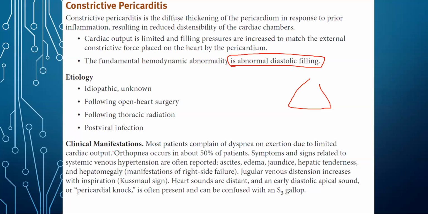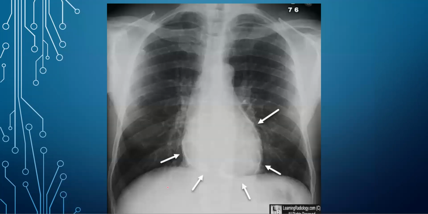So this patient also can have reduced cardiac output, orthopnea, dyspnea. Patient can have all the features of heart failure like ascites, hepatomegaly. Patient can develop raised JVP. All these features are the same.